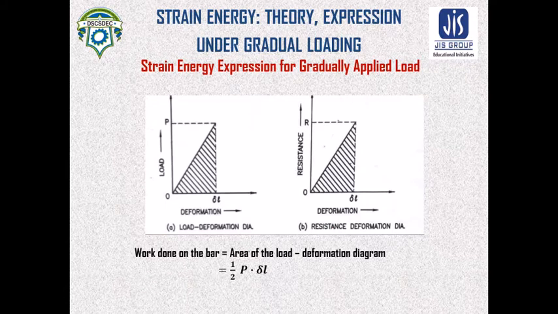Now we want to derive the strain energy. For strain energy, we need to derive the energy stored. For that we have to know the work done on the bar. Work done on the bar is the area under the load deformation curve. If this is P, this shaded area is a triangle, half base into height, where the base is del L and the height is P. So the area under the load deformation diagram is half P into del L.